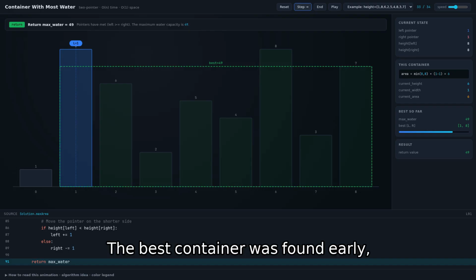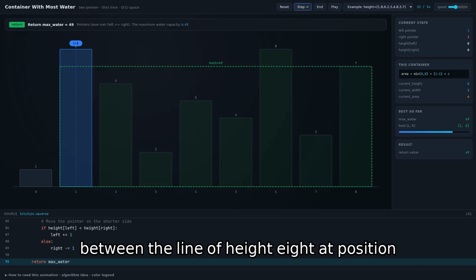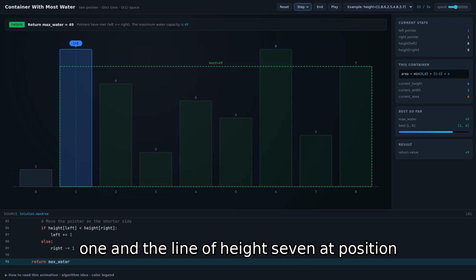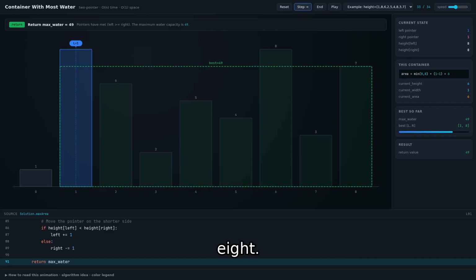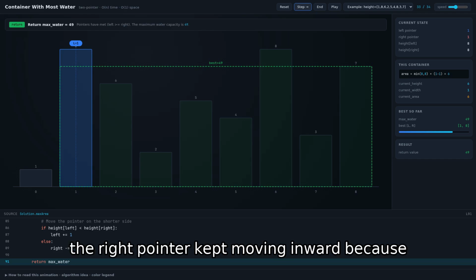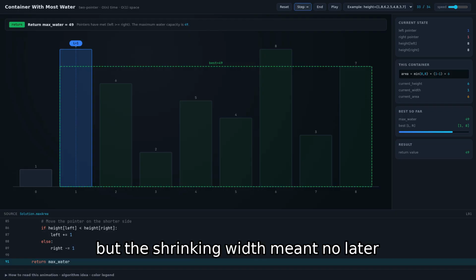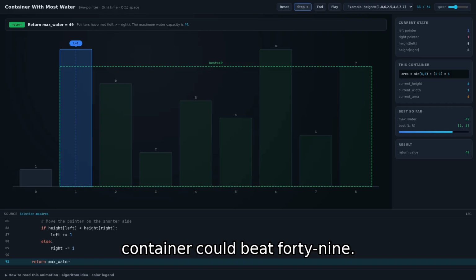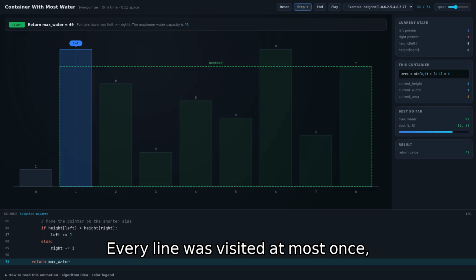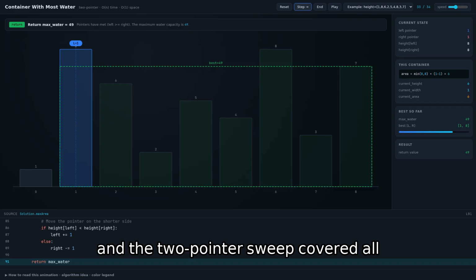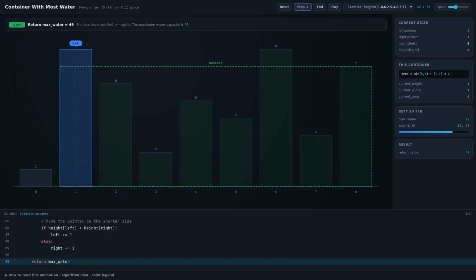Notice the pattern. The best container was found early, between the line of height 8 at position 1 and the line of height 7 at position 8. After that, the right pointer kept moving inward because the left line at position 1 was always the taller side. But the shrinking width meant no later container could beat 49. Every line was visited at most once, and the two-pointer sweep covered all candidates in a single pass.